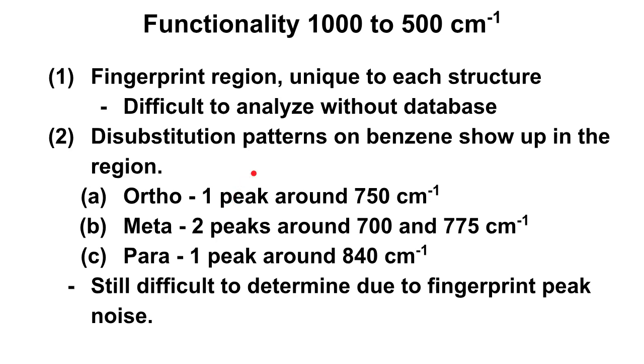All right, now the functionality between 1,000 and 500 inverse centimeters. This is a very difficult region, and in general, students should be very careful when they go into this region. This is known as the fingerprint region, and it's going to be unique to each structure. That's exactly why it's called fingerprint. Just like a fingerprint is unique to each individual human, you've got a unique set of stretches, bends, all of that sort of stuff when you get down in this region. And it can be very difficult to analyze without a database.